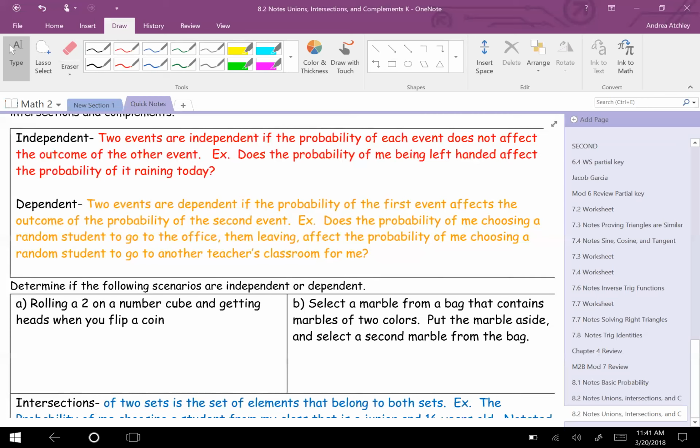Okay, dependent events: two events are dependent if the probability of the first event affects the outcome of the probability of the second event. So again, two events are dependent if the probability of the first event affects the outcome of the probability of the second event. Here's that, just so you don't have to copy everything down.